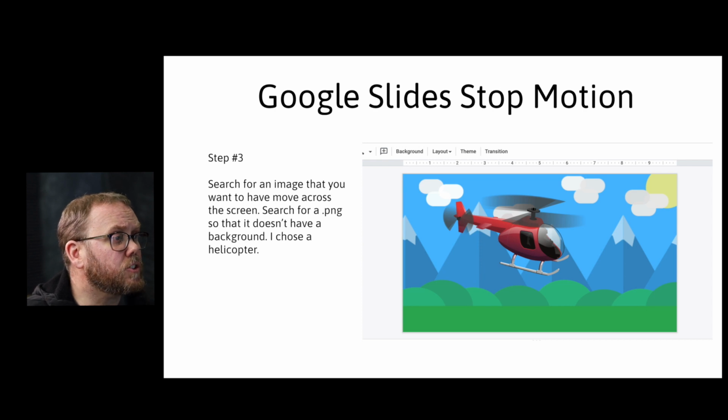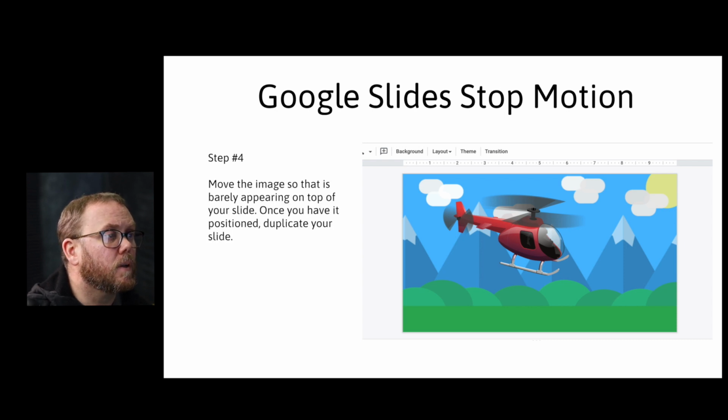Now, you search for an image that you want to have move across the screen. It should be a PNG so that it does not have a background behind it. Like I said, I chose a helicopter, and there it is. All right. Why won't it go? There we go. All right.